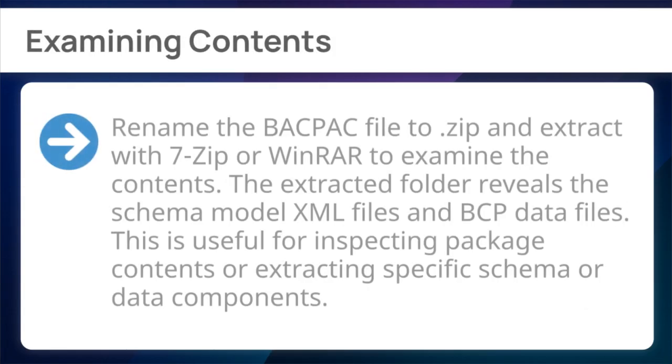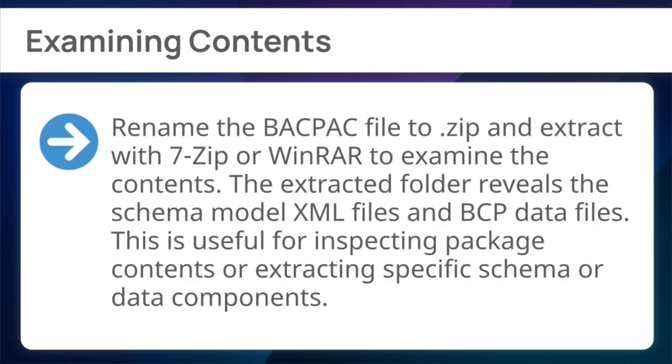Finally, examining contents. Rename the BACPAC file to .zip and extract with 7-zip or WinRAR to examine the contents. The extracted folder reveals the schema model XML files and BCP data files. This is useful for inspecting package contents or extracting specific schema or data components.